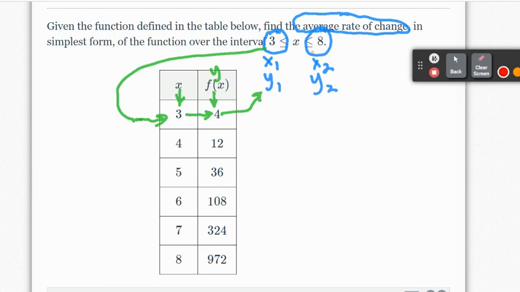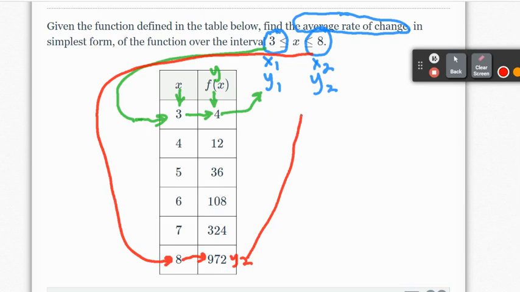And then the same thing for the 8. I take the 8 and do the same thing, go down to the bottom. The 8's right here. That's my x2. And then its output is right here, the 972. That is my y2. So that is right here.